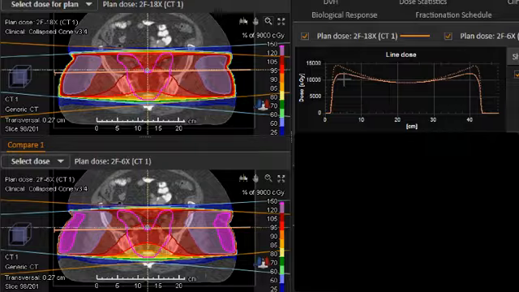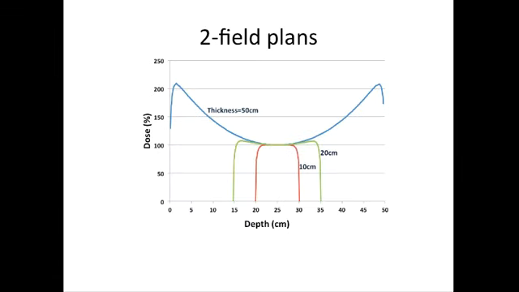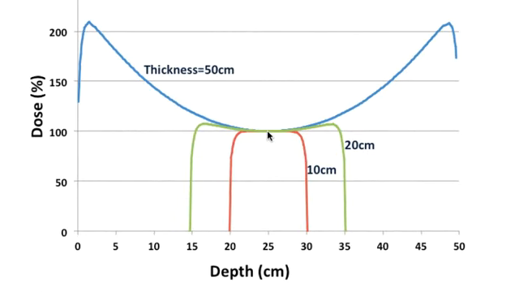Now let me describe another effect, the dependence on thickness. In blue here, I'm showing a two-field plan for a thickness, or separation, of 50. You see that for a dose in the middle of 100, you have to give a dose out here of 200. That's the one I showed before. Now for 20, it's much more homogeneous, and for 10, more homogeneous still. So basically this inhomogeneity depends a lot on the thickness of the patient.